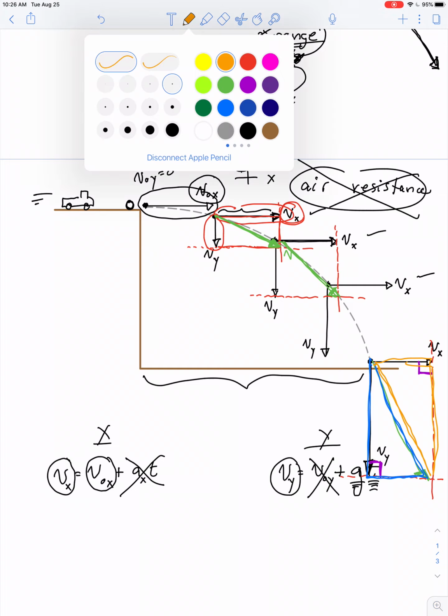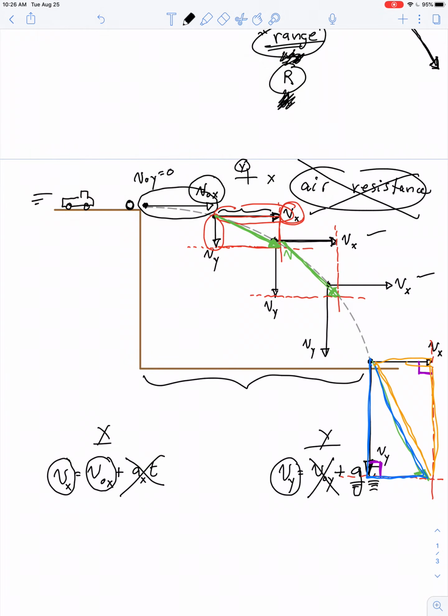Okay, knowing what you know about alternate interior angles, this angle theta below a horizontal line is the same as this angle theta above this horizontal line. SOHCAHTOA: sine equals opposite over hypotenuse, cosine equals adjacent over hypotenuse, and tangent, TOA, equals opposite over adjacent. So let's look at the blue triangle.